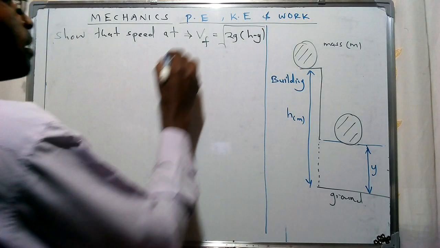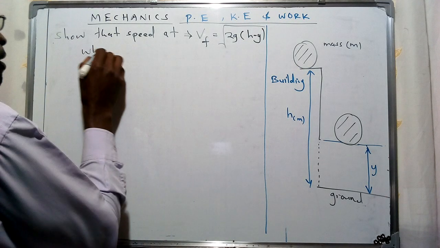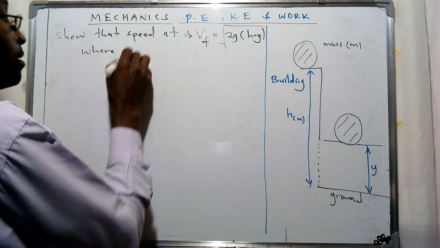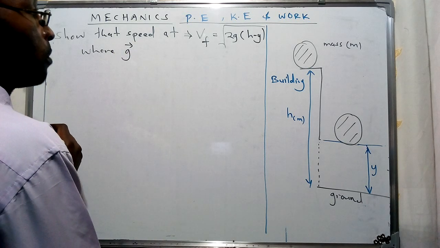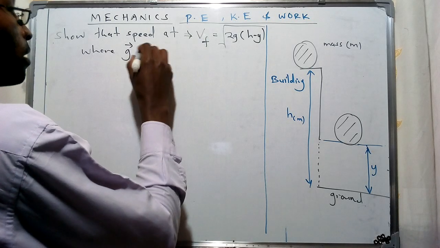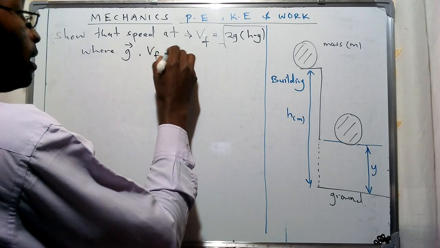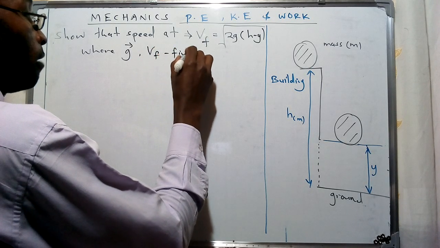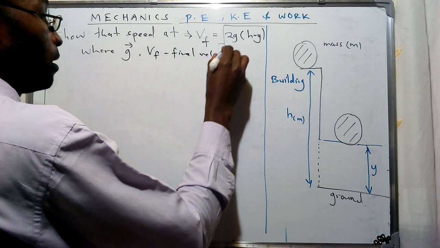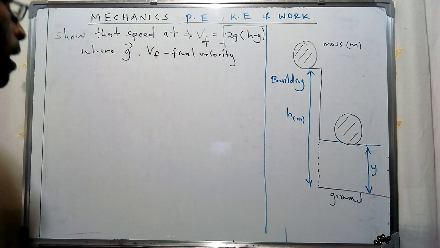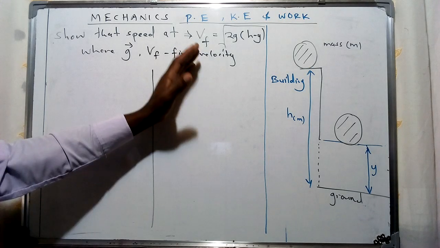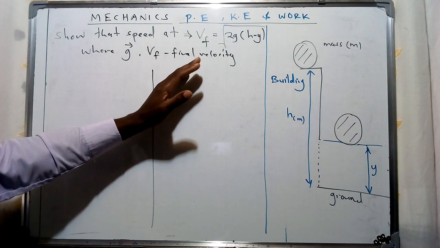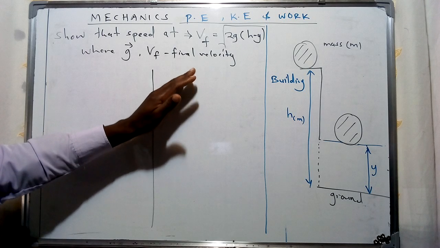So in this case, we're going to have g, which is the gravitational constant, and of course vf is going to be the final velocity or speed which we have mentioned in this particular case. Therefore, in order for us to evaluate this, we're going to use various concepts which we have learned from our previous discussion, which are going to assist us in trying to define this.